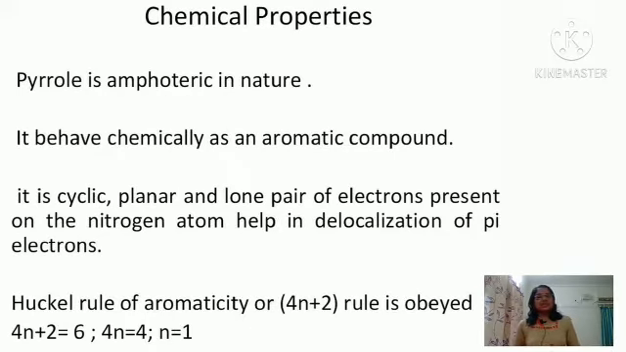Next we can discuss the chemical properties of pyrrole. So pyrrole is amphoteric in nature, that is it can act as a base as well as an acid. Moreover, it chemically behaves as an aromatic compound. It behaves as an aromatic compound because it contains two double bonds which are conjugated to each other, and moreover, it contains a heteroatom, that is nitrogen, with its lone pair of electrons.